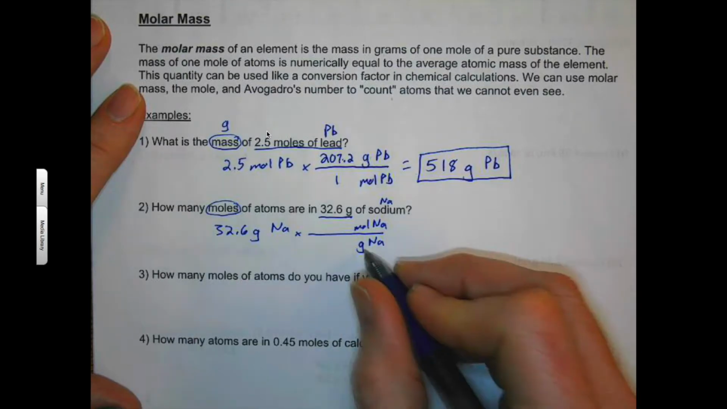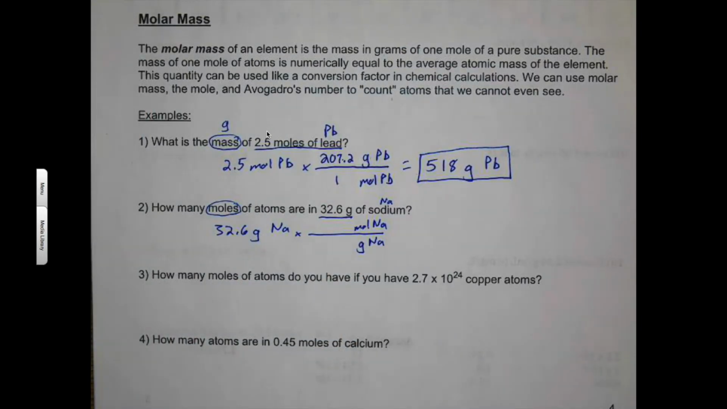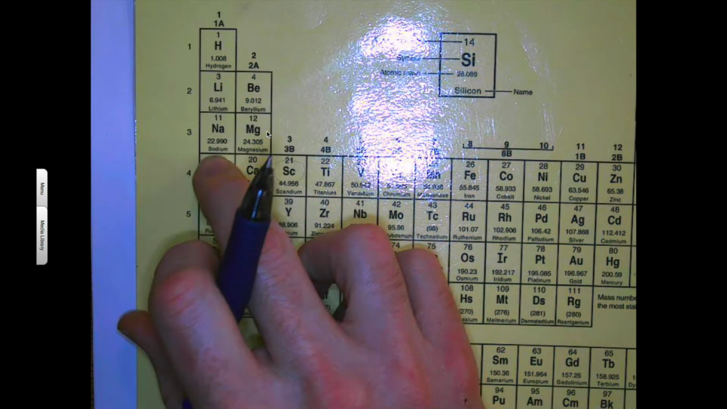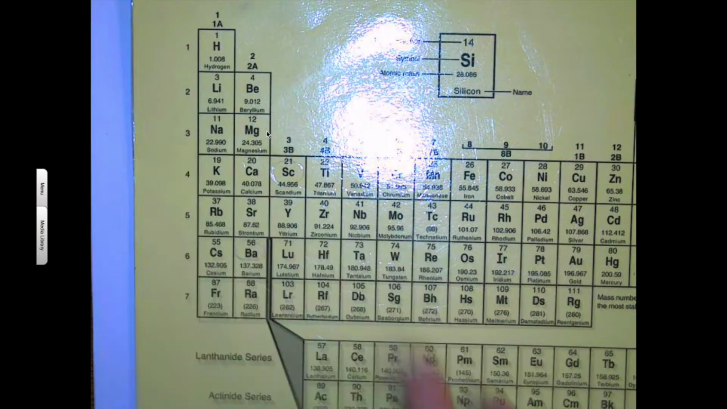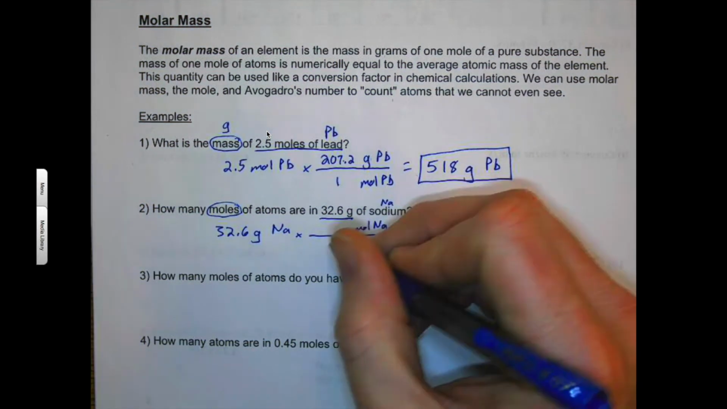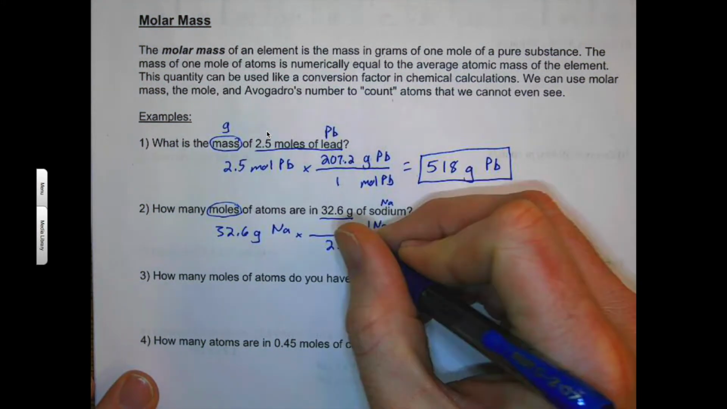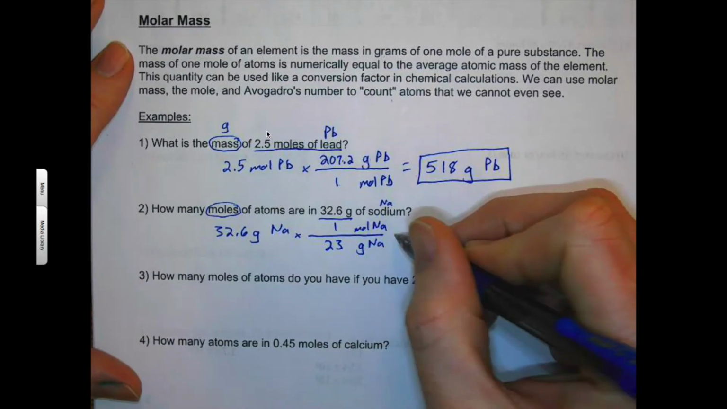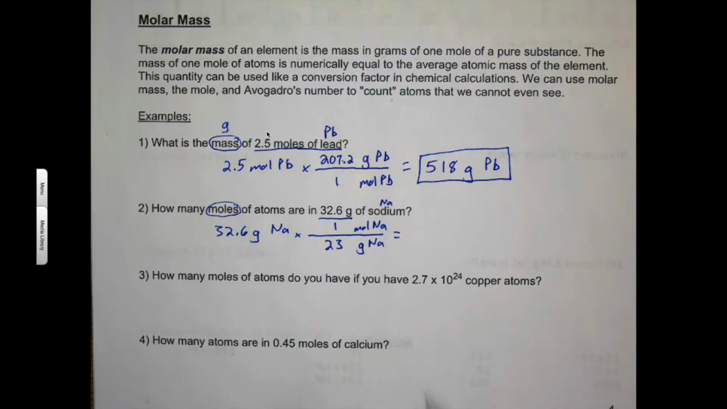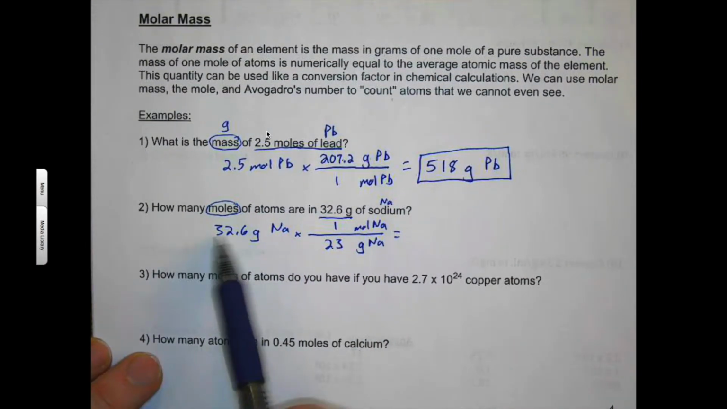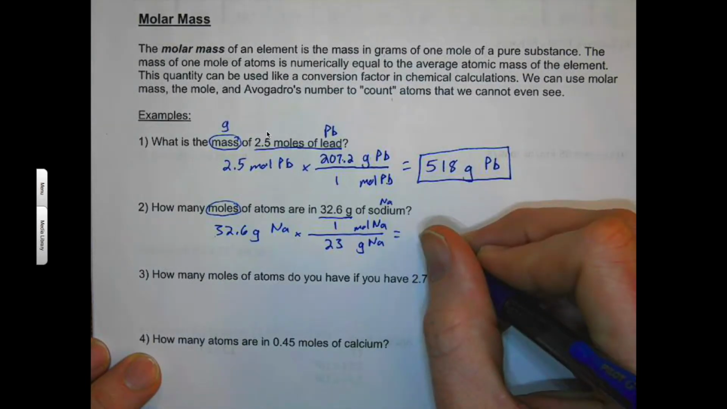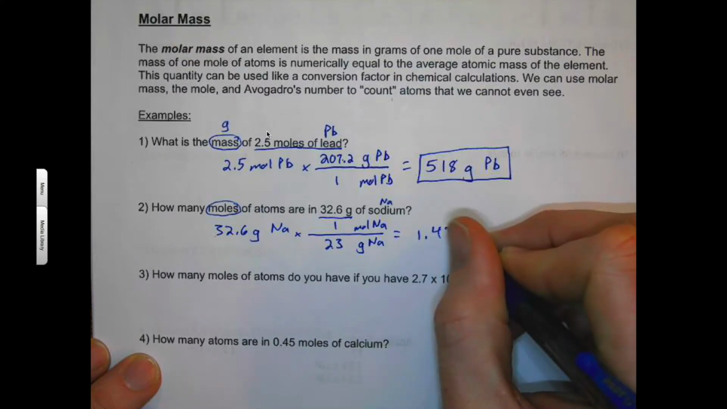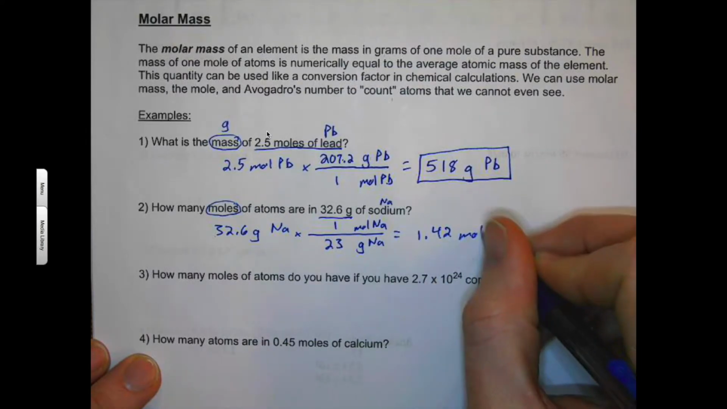And you know what that G stands for? That's right. It stands for go to the periodic table. We are going to go and we're going to say it's 22.99. We're going to round that up and call it 23 grams per 1 mole. And that means that your calculator work is going to be 32.6 divided by 23. And so that's going to be 1.42 moles of Na.